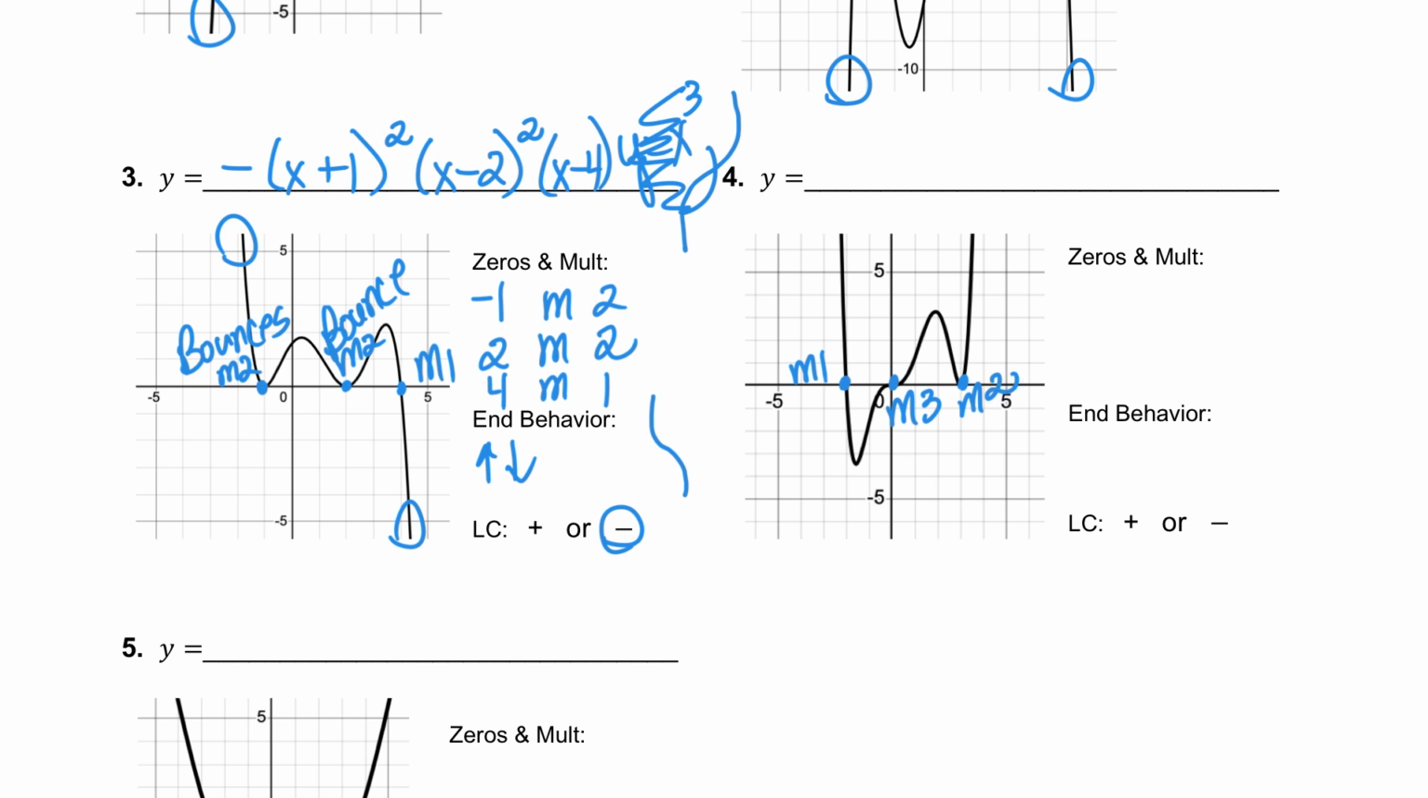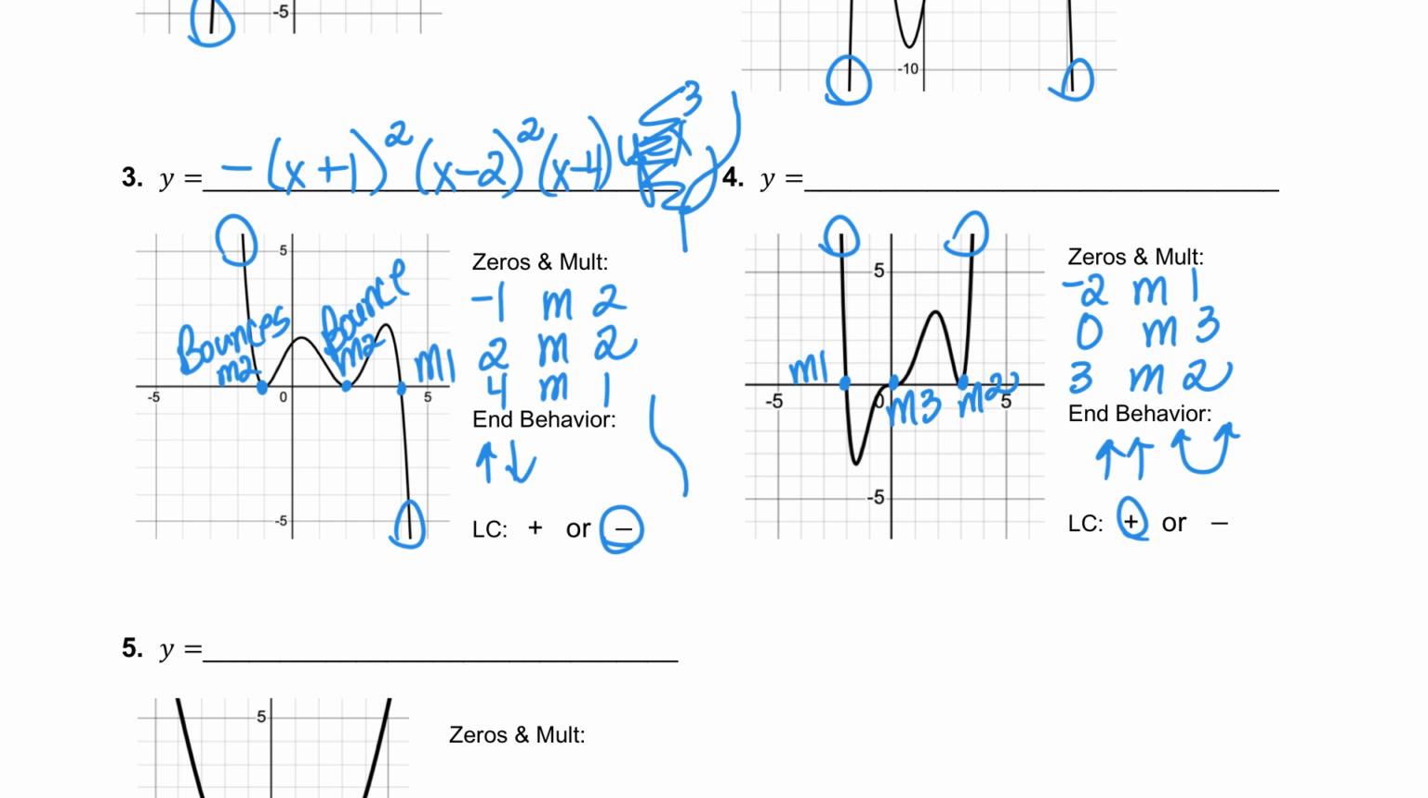Okay, so my zeros are -2 with multiplicity 1, 0 with multiplicity of 3, and 3 with multiplicity of 2. The end behavior is both going up. That means it's an even degree, and it follows the shape of a parabola. So that means it's going to have a positive out front, so I'm not going to stick a negative there.